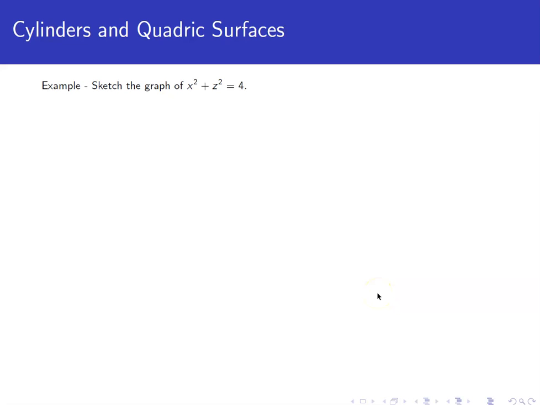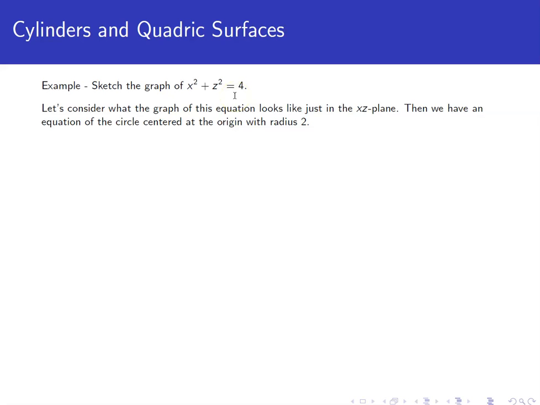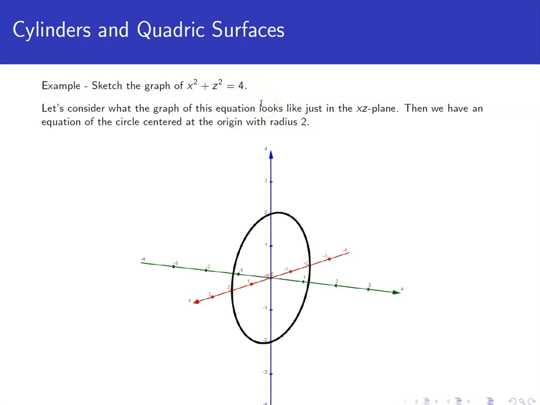So let's see if we can do a couple of sketches of these things. Let's say we want to sketch the graph of x squared plus z squared equals 4. Well, the y is missing, so let's first consider what happens in the xz plane. I think we can pretty readily recognize that this is an equation of a circle. It would be centered at the origin, and it would have a radius of 2.